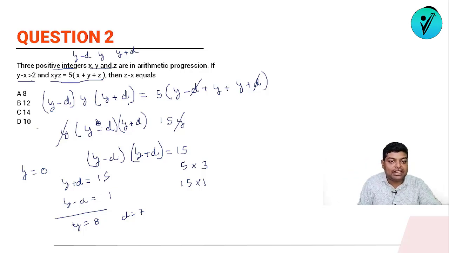So what we have to get is z minus x. What will be the value of z? z will be actually 8 plus 7. Okay, z is y plus d, so it will be 8 plus 7, 15. And what will be the value of x? It will be 1. So 15 minus 1 is what? 15 minus 1 is 14. So the answer to the question is 14.